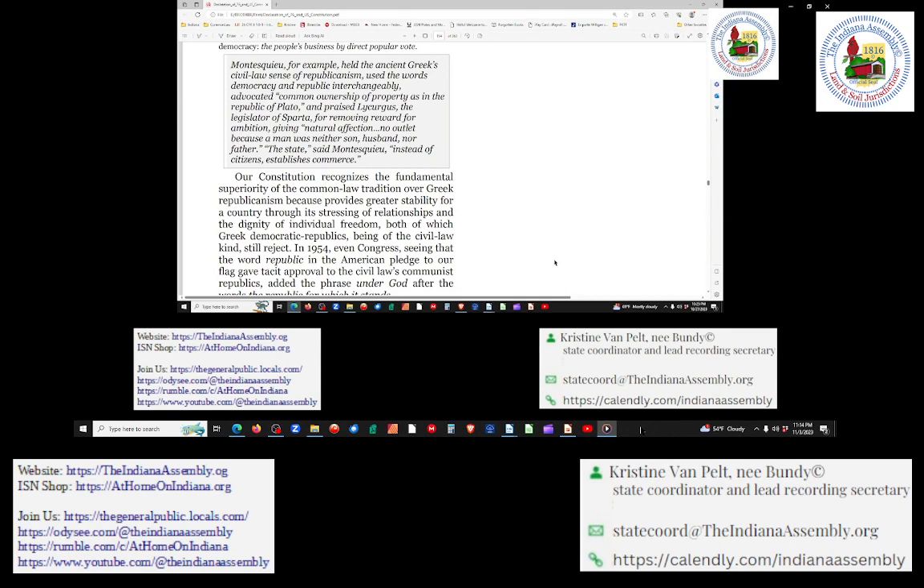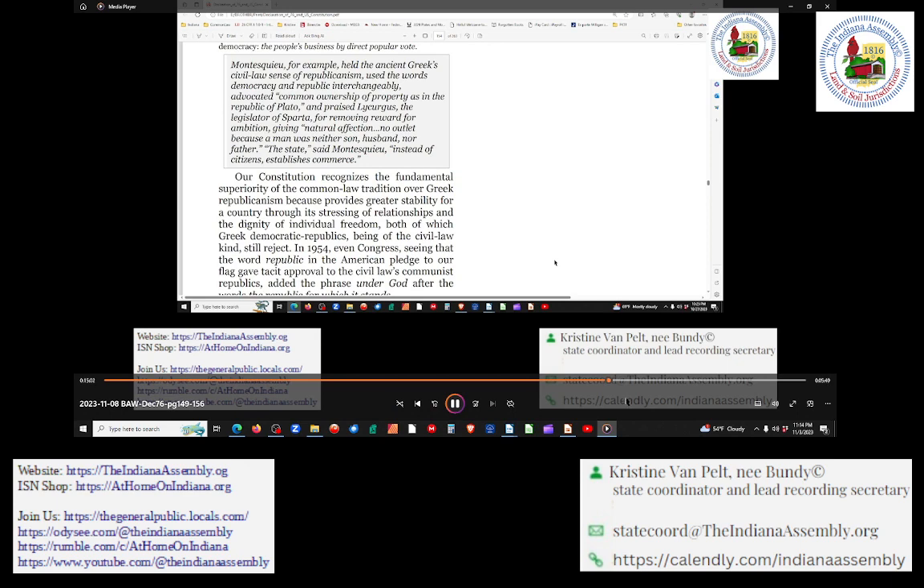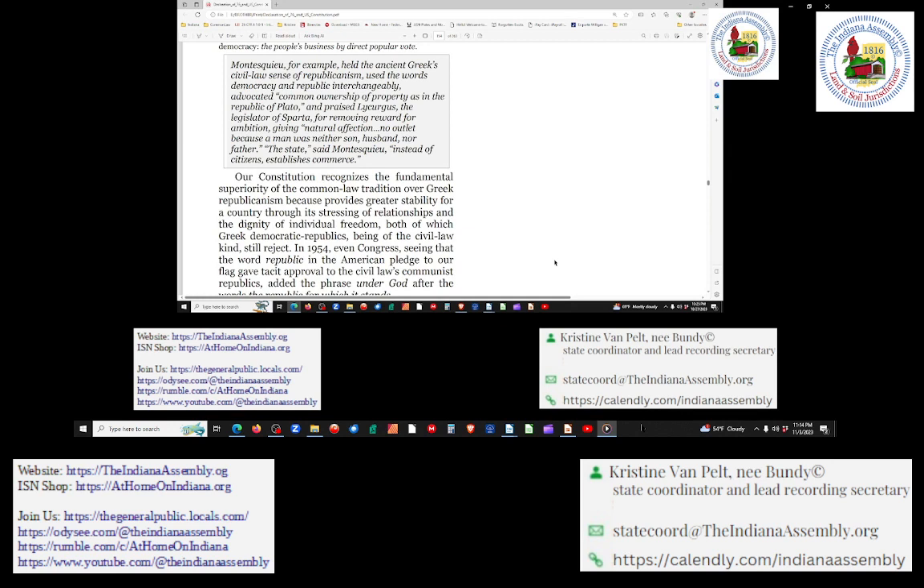Montesquieu, for example, held the ancient Greeks' civil law sense of republicanism used the words democracy and republic interchangeably, advocated common ownership of property as in the Republic of Plato, and praised Lycurgus, the legislator of Sparta, for removing reward for ambition, giving natural affection no outlet, because a man was neither son, husband, nor father. The state, said Montesquieu, instead of citizens, establishes commerce.